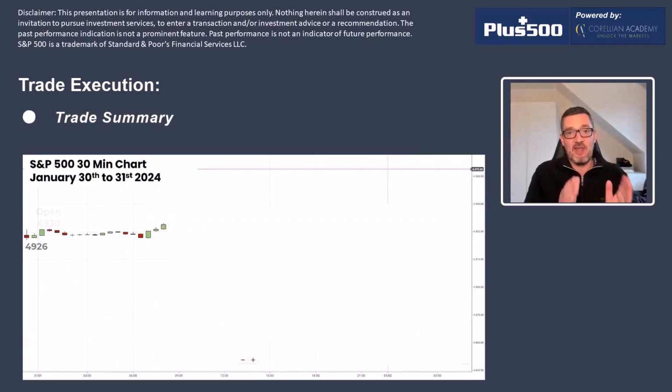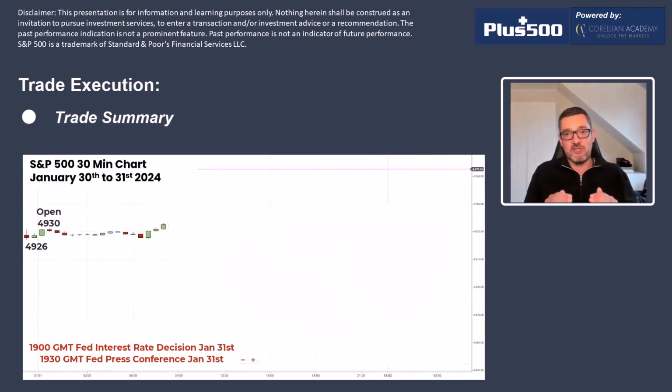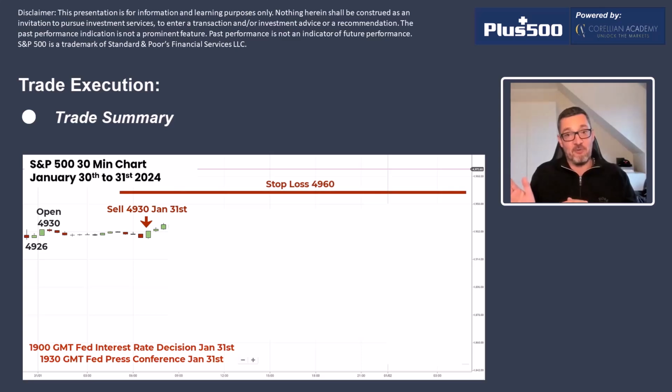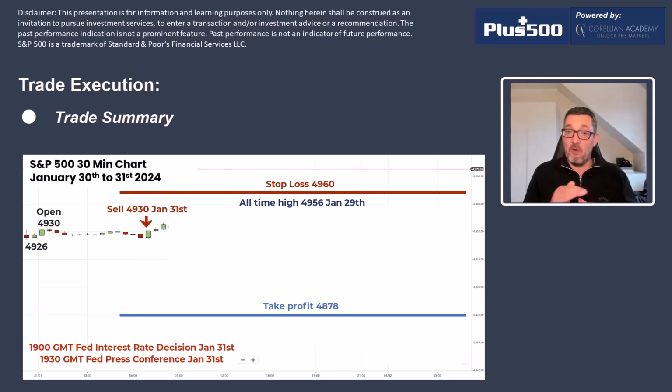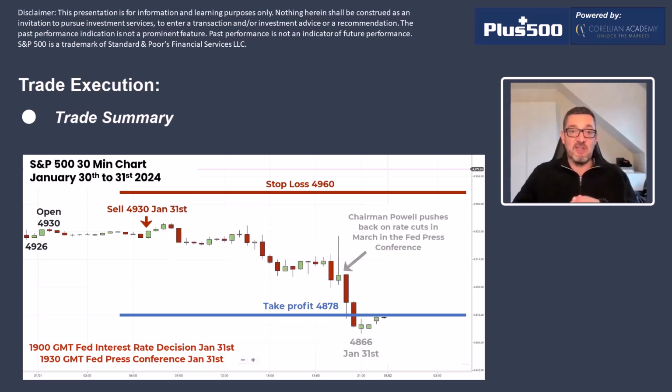In summary, as I let this trade play out, this is a structured trade. I am selling at 4,930 and I set my stop loss on the Plus500 platform at 4,960, just above that old high at 4,956. And I've set my take profit on the Plus500 system at 4,878, just above that previous low from the 23rd of January of 4,875. Now, as you can see, the 4,878 target was hit.